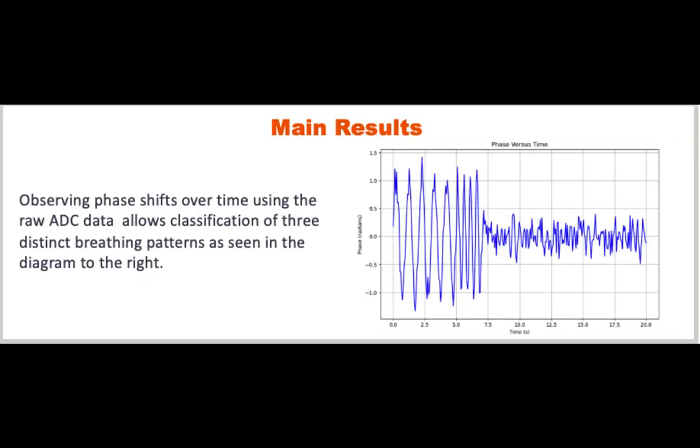So this graph is the main result that we're expecting. We tried to observe the phase shifts over time using raw ADC data, and we classified it into three different sections. For the first 7 seconds, normal inhalation and exhalation were shown on the graph, followed by a faster breathing rate for the next 7 seconds. For the final 7 seconds, the phenomenon of not breathing is demonstrated through the graph. And yeah, that's what we're expecting.